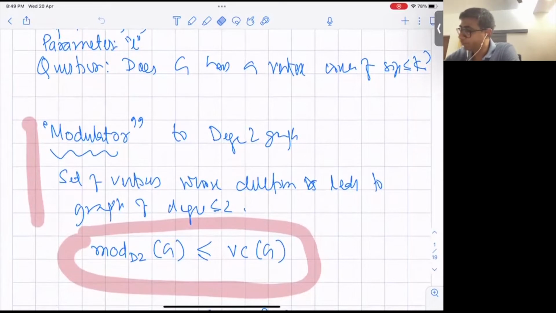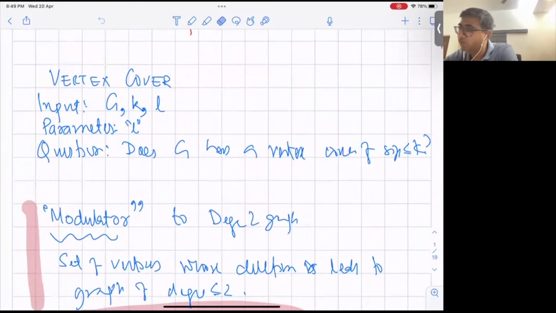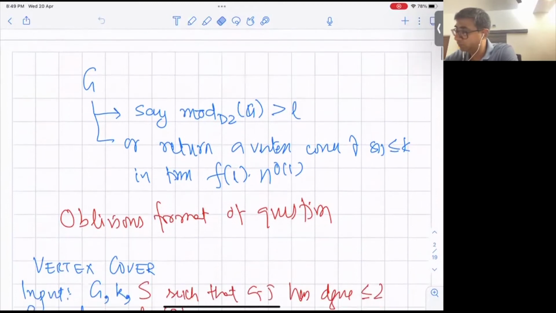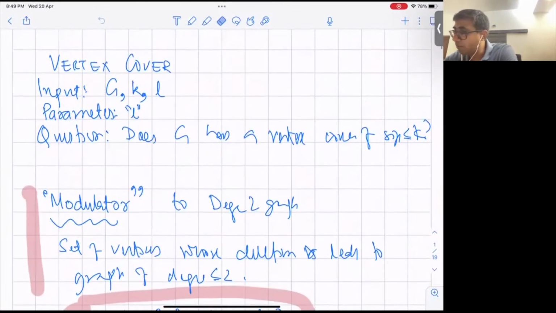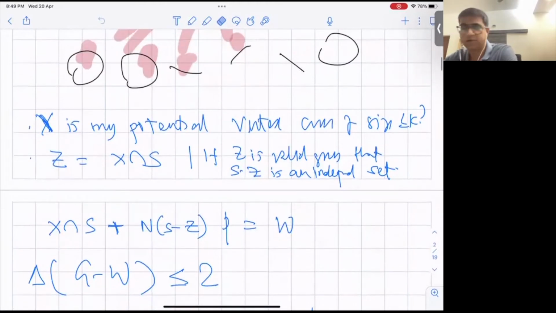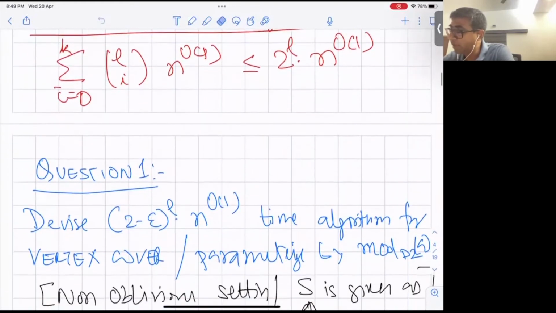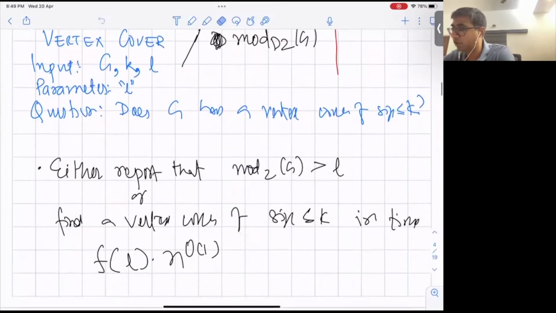We said there are two versions we could ask for the question. In one version, the modulator is given, and for that we made an algorithm with running time, if you recall correctly, 2 power the modulator size. Then we asked, can you come up with an algorithm which is better than 2 power L with that modulator?